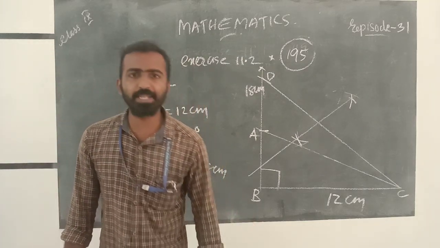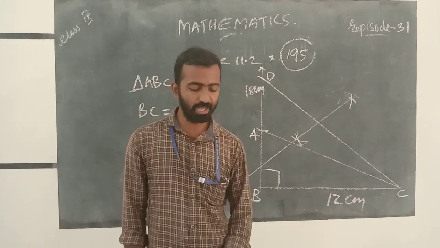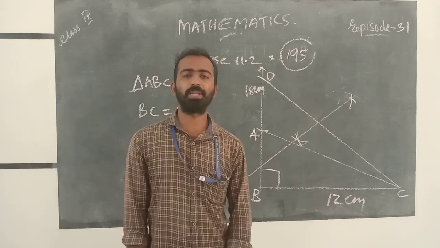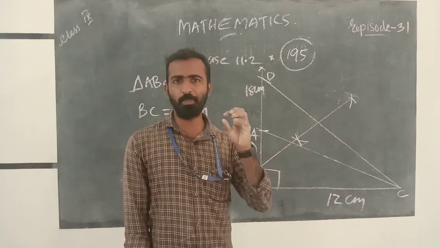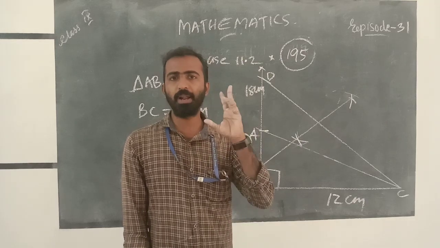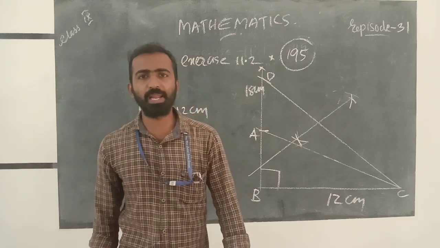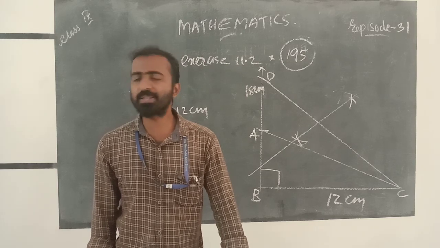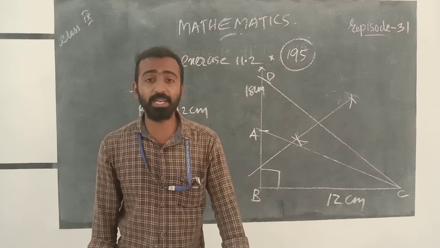That is, here we finish our 11th chapter. In this chapter we discussed construction. Construction means we use the geometrical materials. We have a geometry box. In that box we have scale, ruler, protractor and two types of square. One square is 60 degree, 30 degree, 90 degree. Another square is 90 degree, 45 degree, 45 degree.